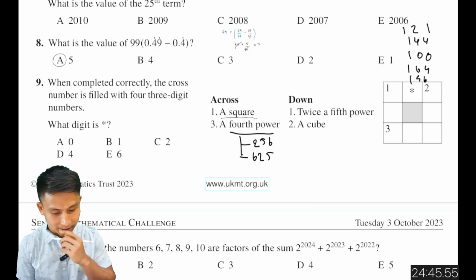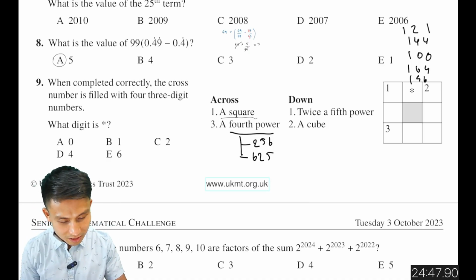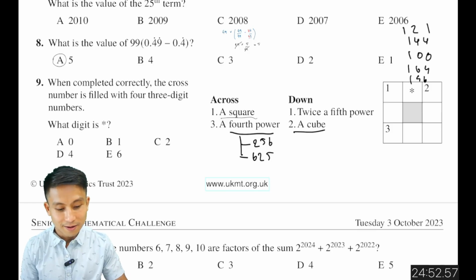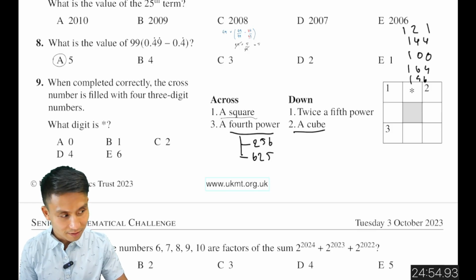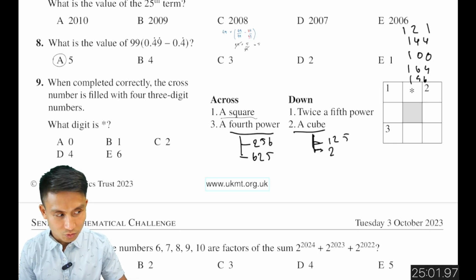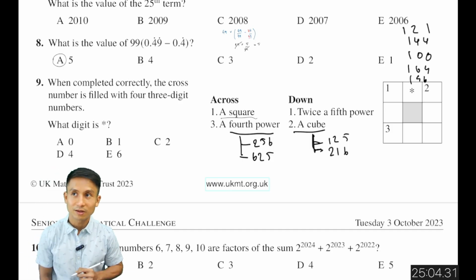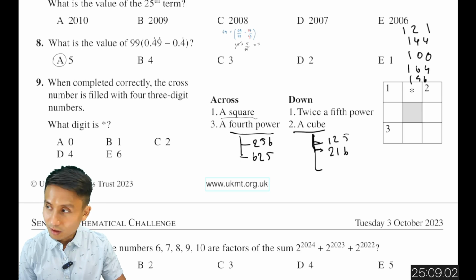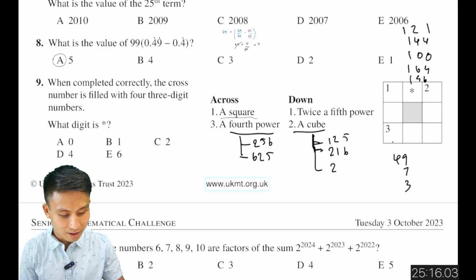And then a cube for number 2 here. For a cube to be 3 digits, we have 5 to the 3, since 4 to the 3 is not. 5 to the 3 is 125. 6 to the 3 is 216, right? And 7 to the 3 is 343. Hang on, let me just do the math there. Yeah, 343, sorry.